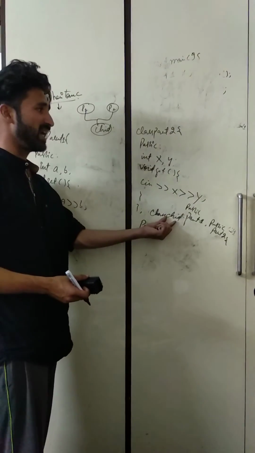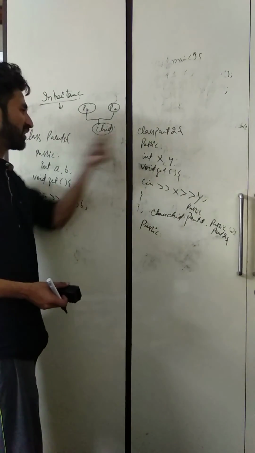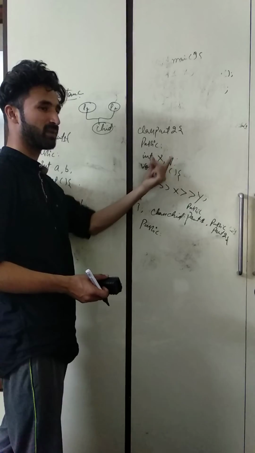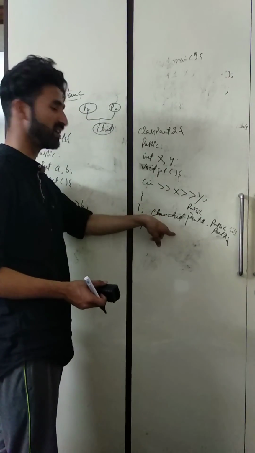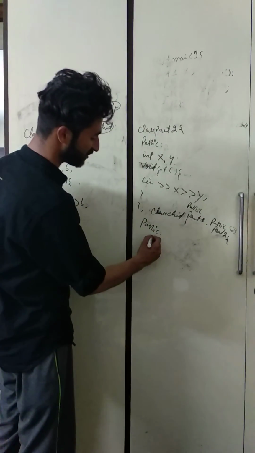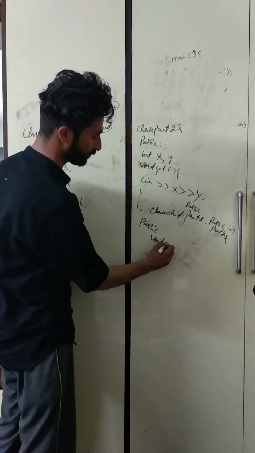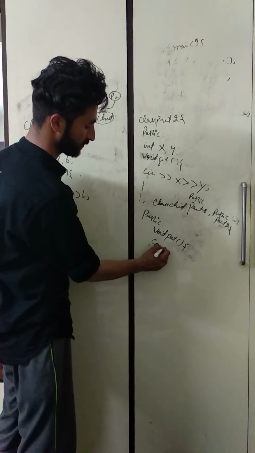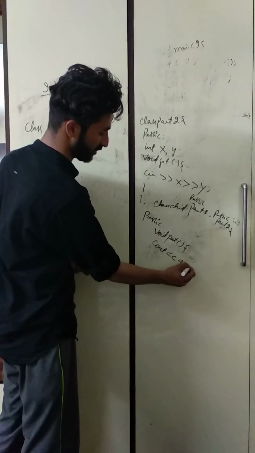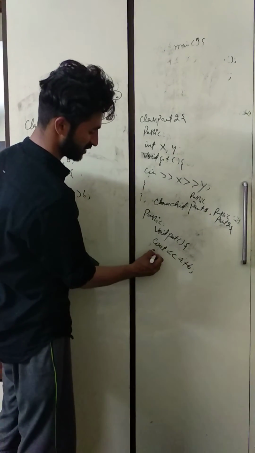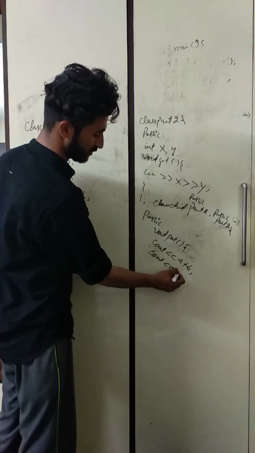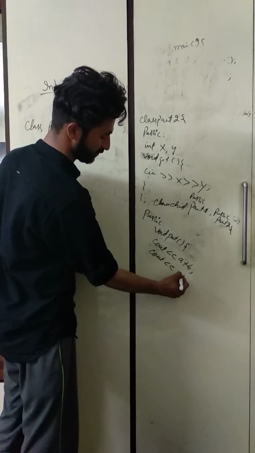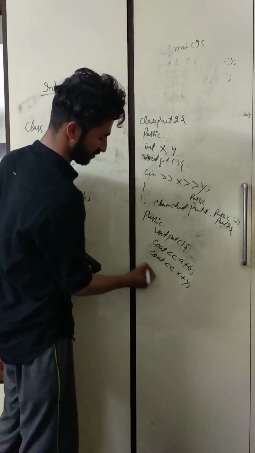So in this child we have two parents, parent 1 and parent 2. All the data members and member functions of parent 1 and all the data members and member functions of parent 2 are inherited in this child class. I am writing first function void put, that is having cout a plus b, cout x plus y.